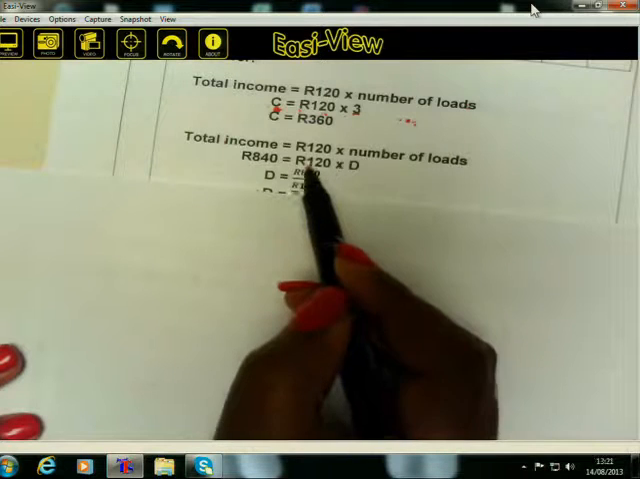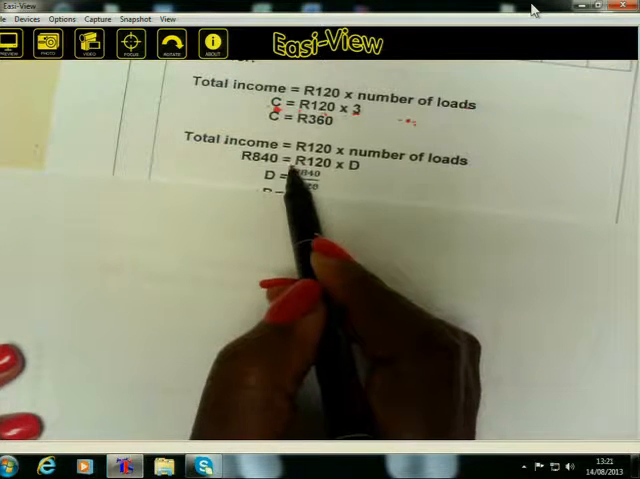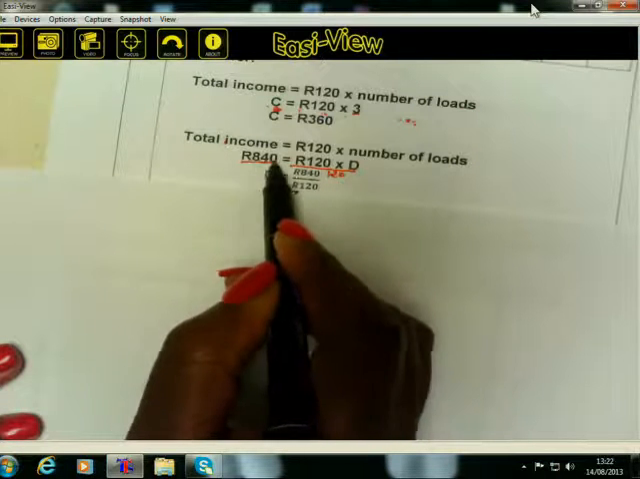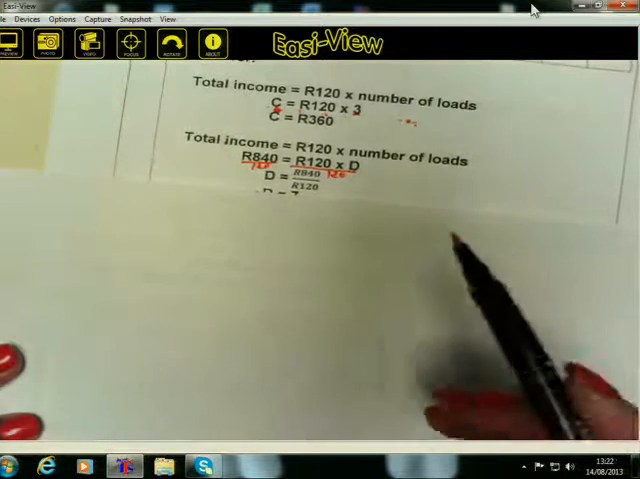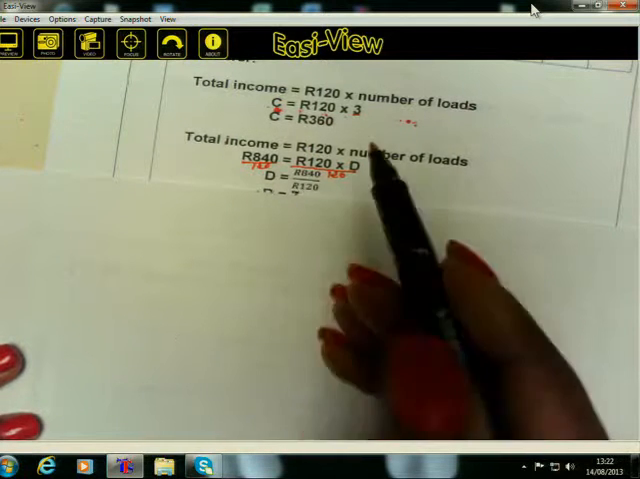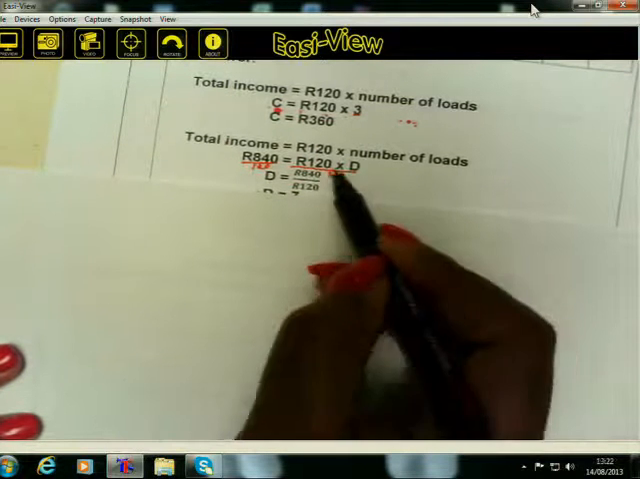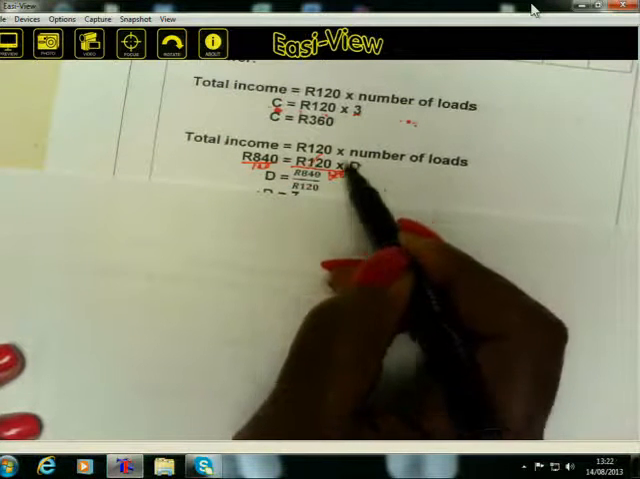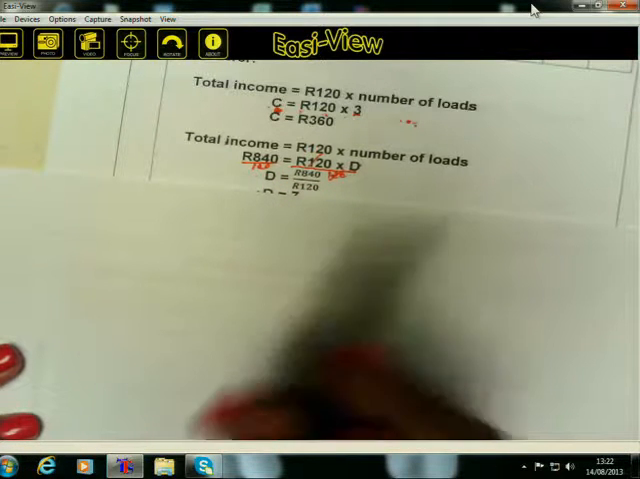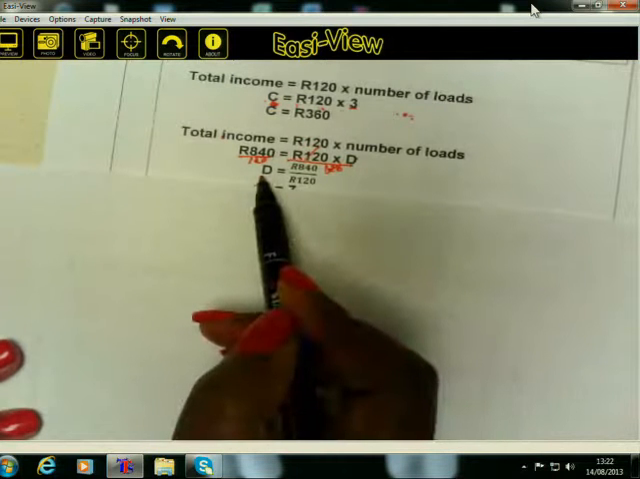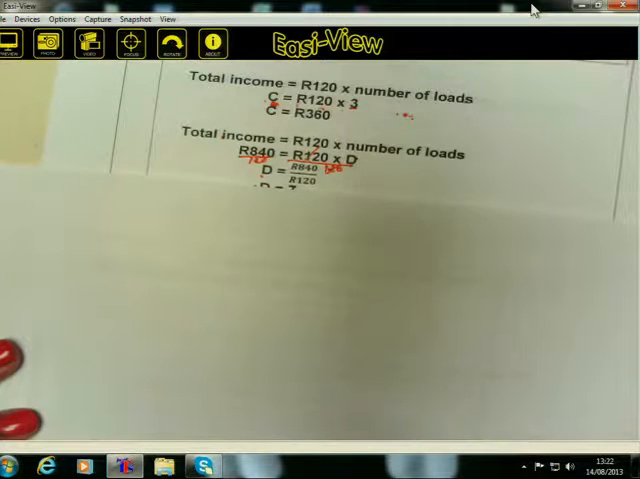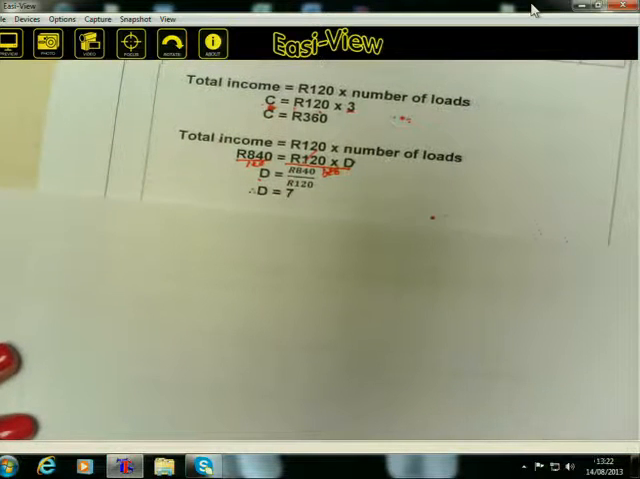Or somebody might say, if you have up to there, you can divide there by 120, and you can also divide there by 120. Remember, mathematically they say what you do on the left hand side you must also do on the right hand side. So if you divide both sides by 120, on this side you are only left with D, and on this side you have 840 divided by 120. You can write it in this fashion: D is equal to 840 divided by 120. Now we can find the value of D.